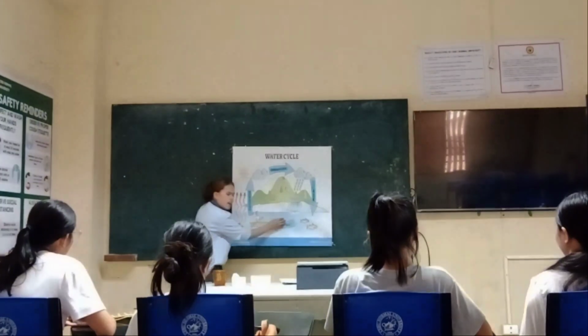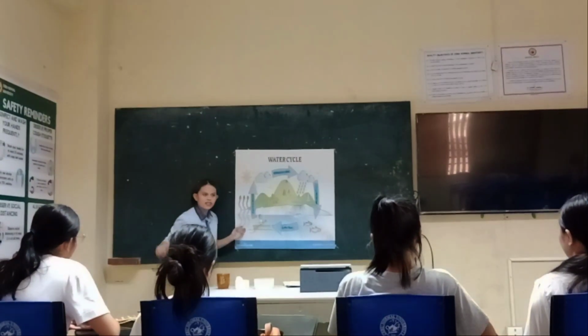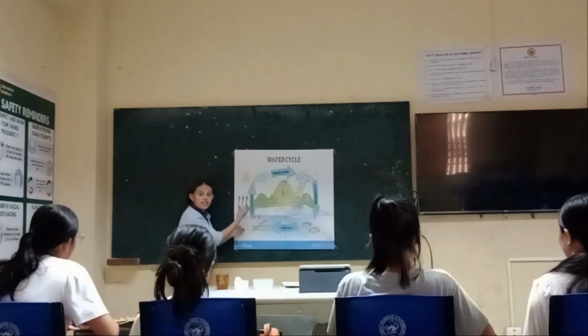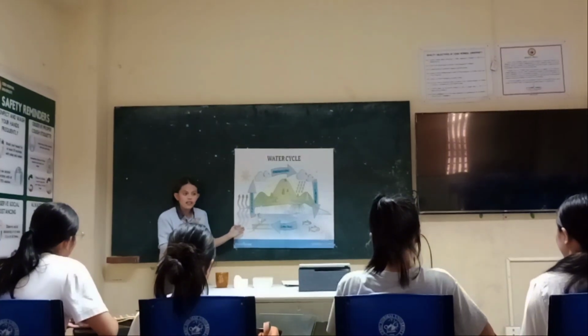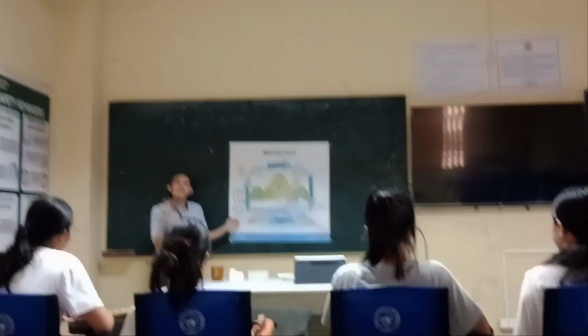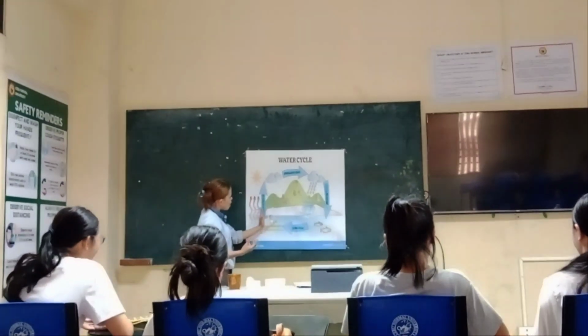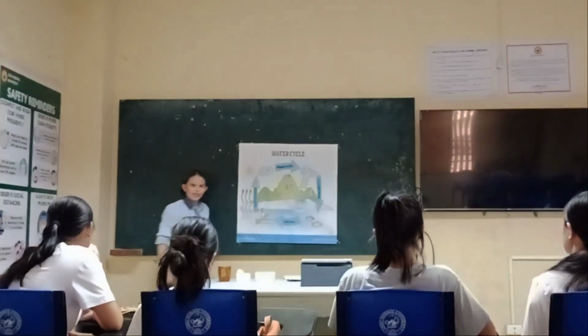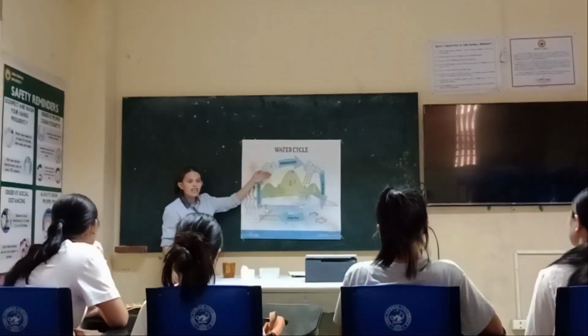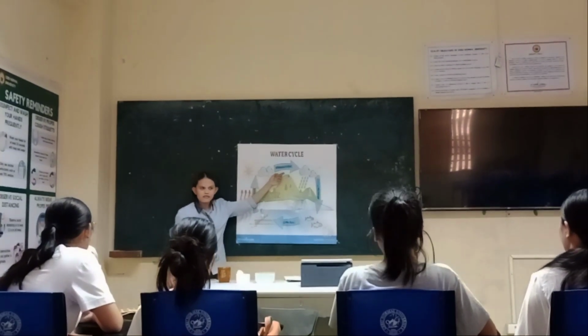And when the river or the ocean is heated, it turns to steam, right? Steam, we call it water vapor. That's water vapor. Once the water vapor cools, it forms into clouds. Good, it forms into clouds. And that is what we call condensation.